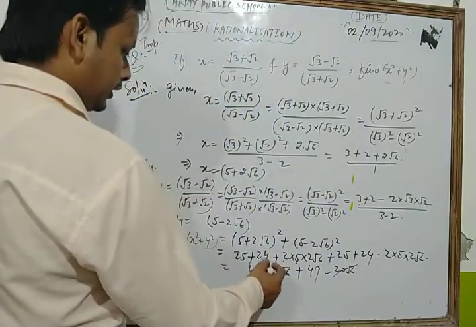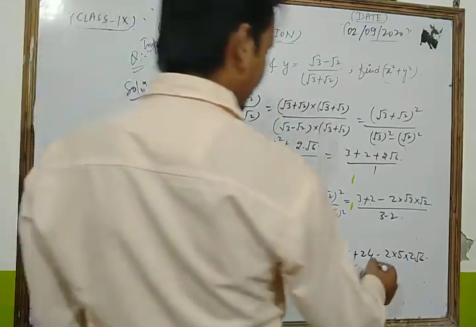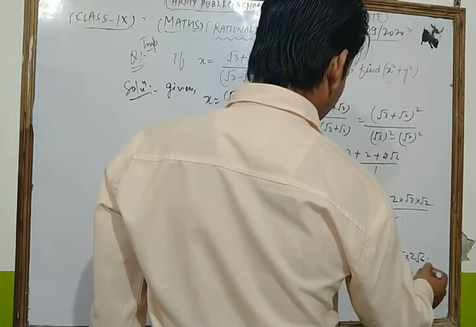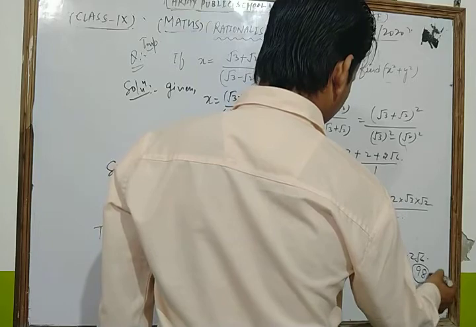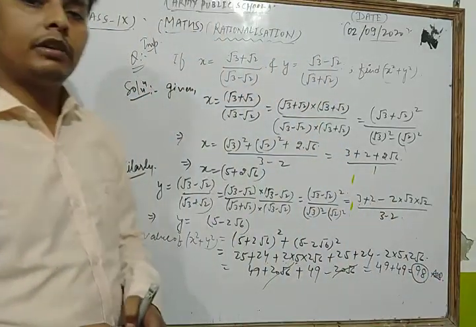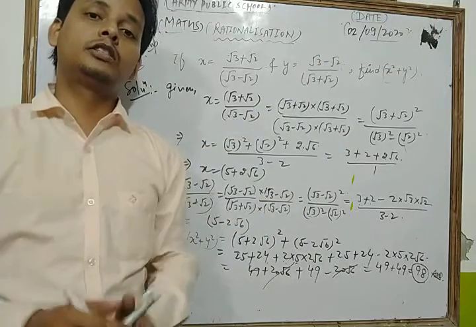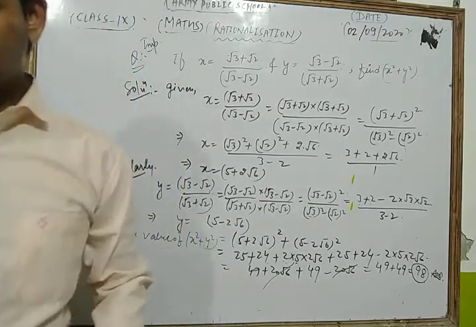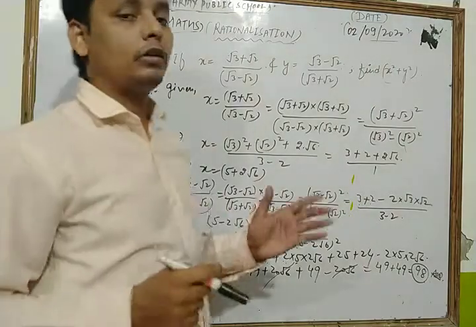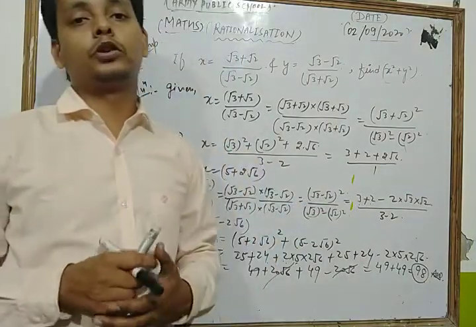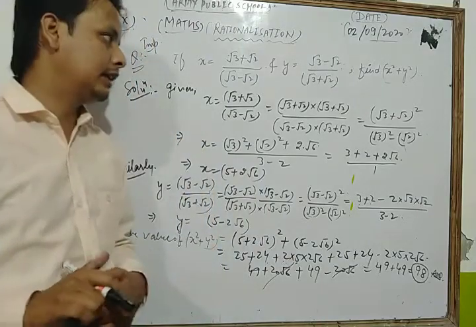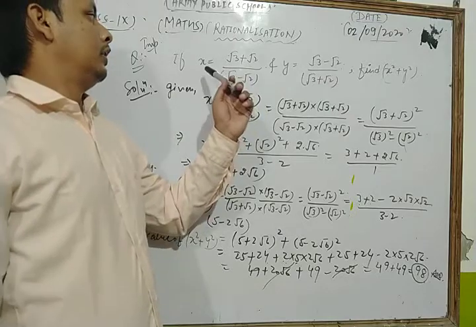Dear student, 20 root 6 and 20 root 6 cancel each other, so we get what? 49 plus 49, which is 98. This is our final answer. So thus, dear students, in this way we can solve this type of question. This is one of the most important questions of your syllabus. Okay, let's see once more, dear students.